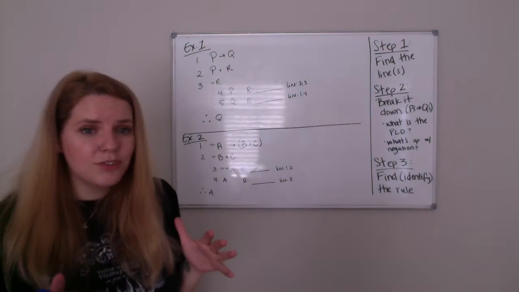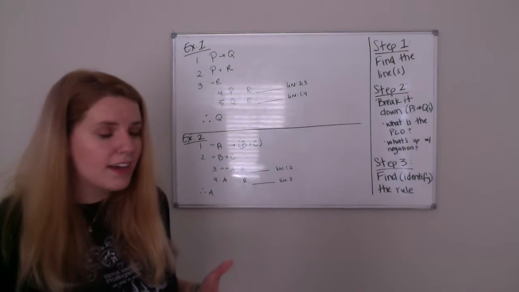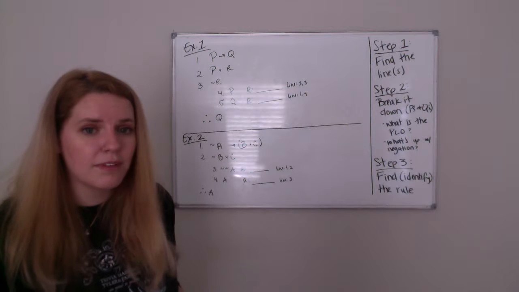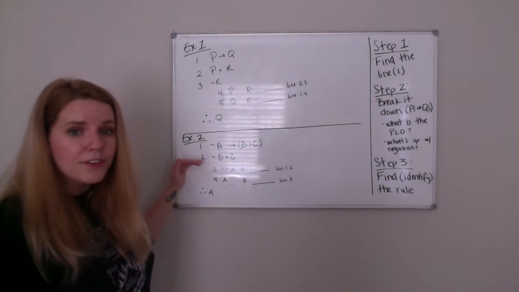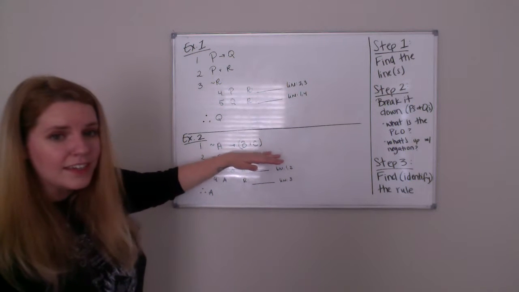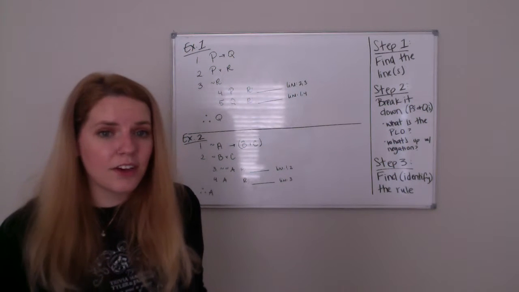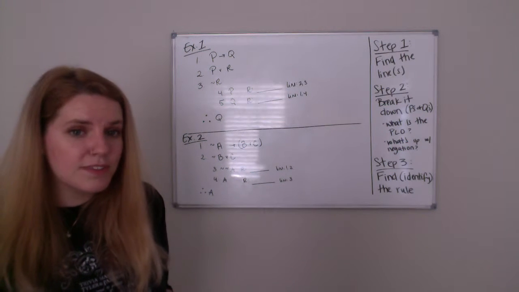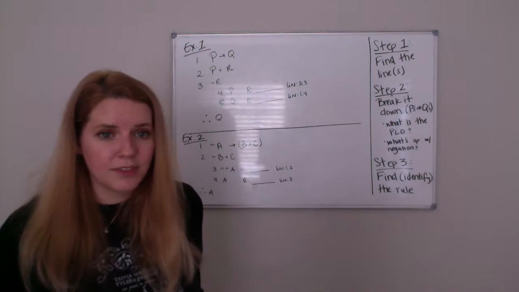So what you want to do is make it as simple as possible. Sometimes the lines that you're looking at can be really complex. So for example, in our second example that we'll look at, the first premise says, if not A, then B or C. Okay, that's a little bit complicated. There's a lot of variables there. There's a lot going on. So what we want to do to simplify it is look at what is the primary logical operator.